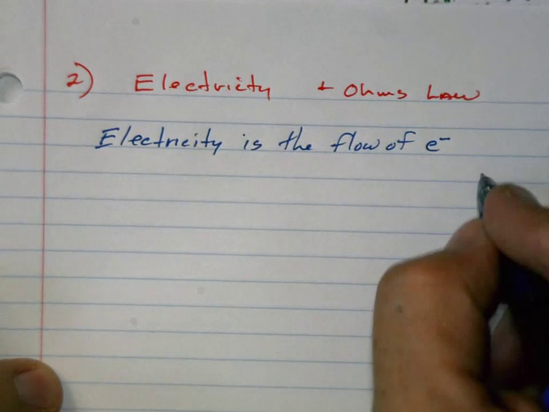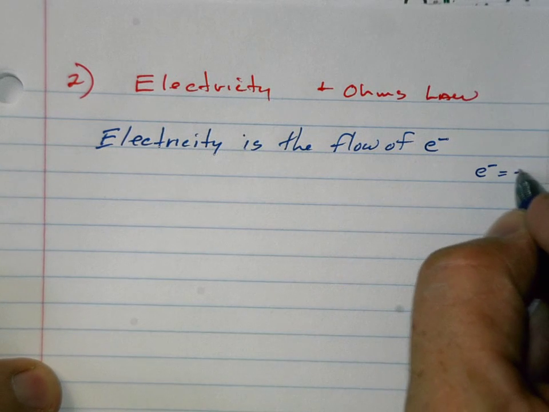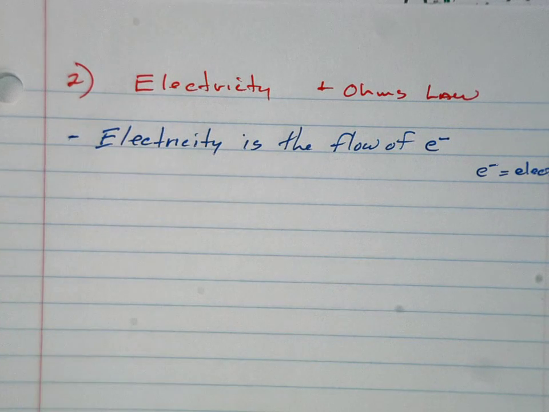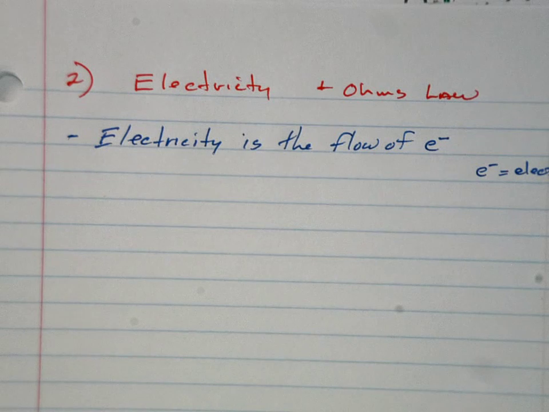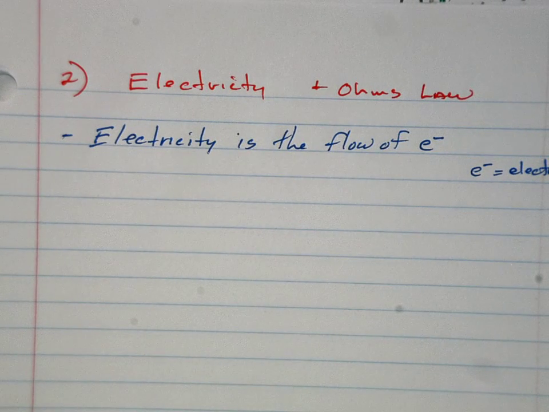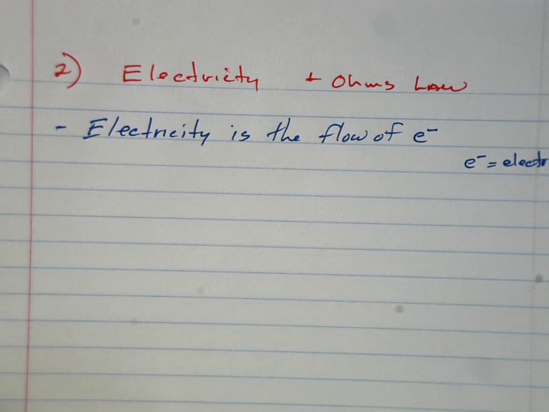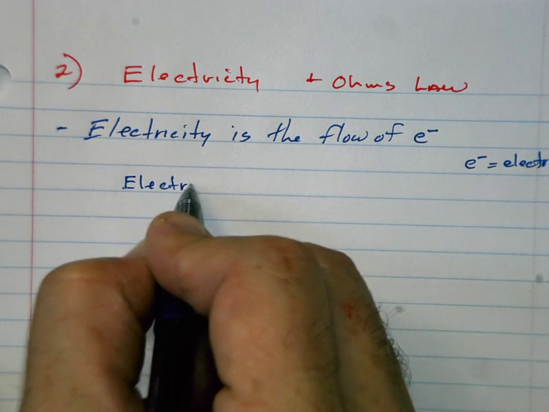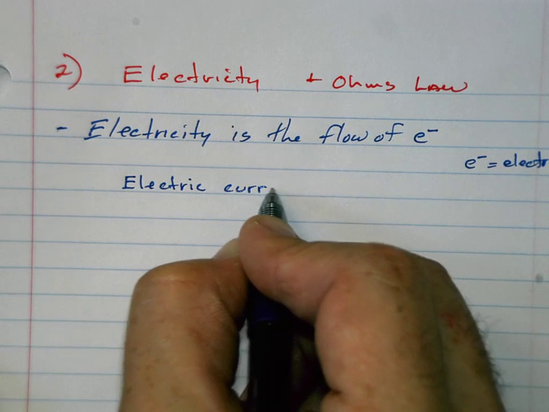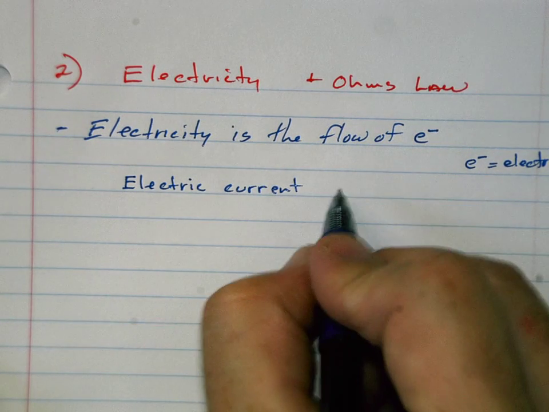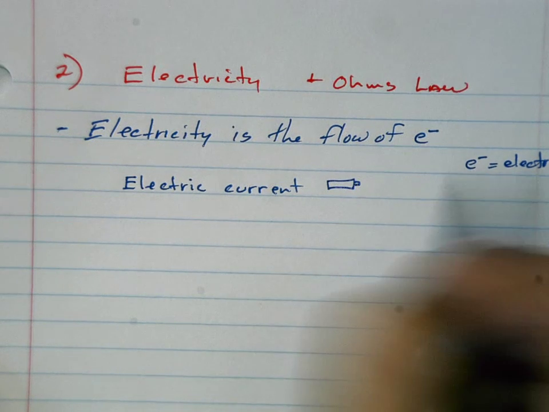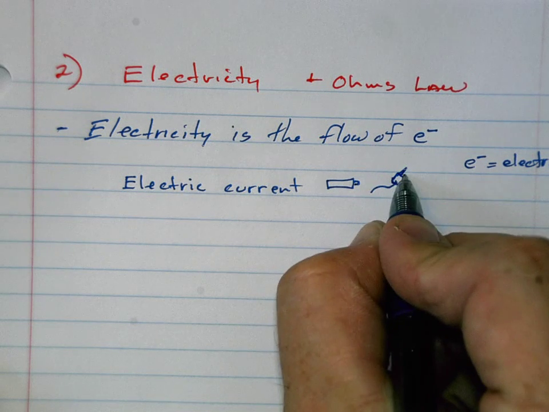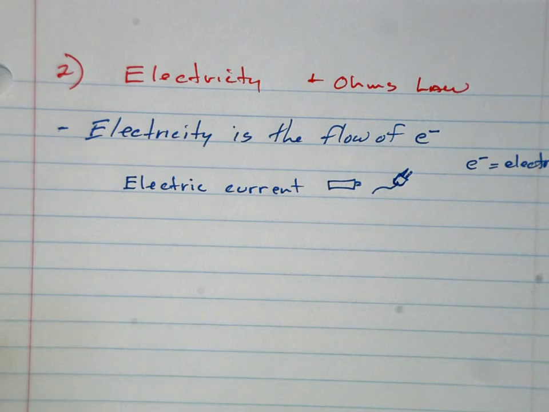In fact, maybe I'll just put a definition over here. E negative equals electrons. There's two types of electricity that are very common. You've got electric current, which we tend to think of if you've got a battery hooked to a circuit or if you're plugging something in to an outlet. So we've got electric current.